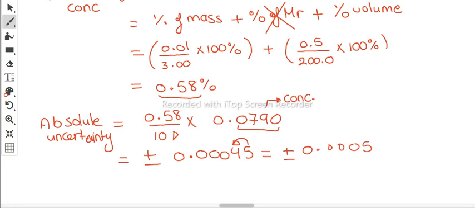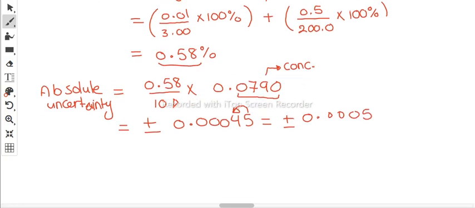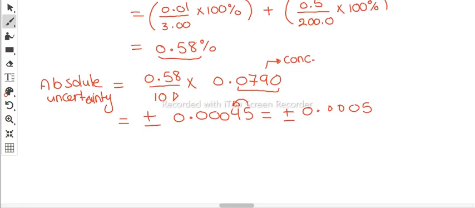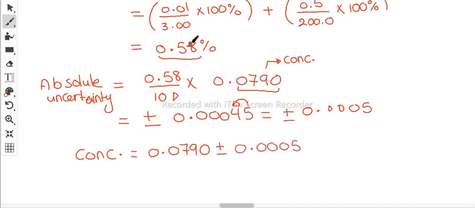0.0005. So this is an indication that your concentration value, when you want to write it in a correct way, it will be 0.0790 plus minus the uncertainty, which is presented for this concentration, and your final unit is mole over decimeter cube, and you are done in the first question.